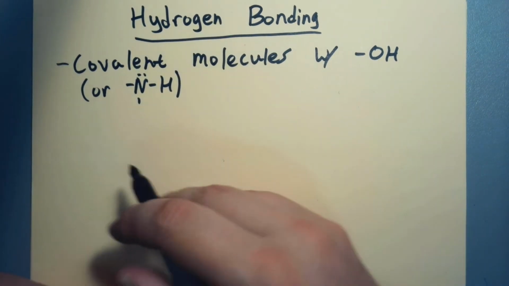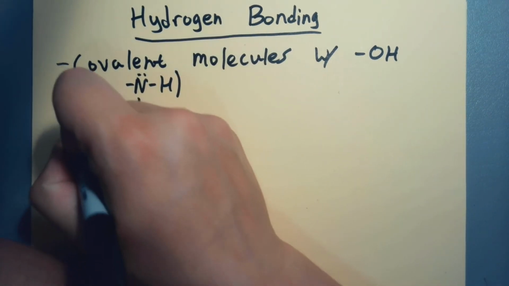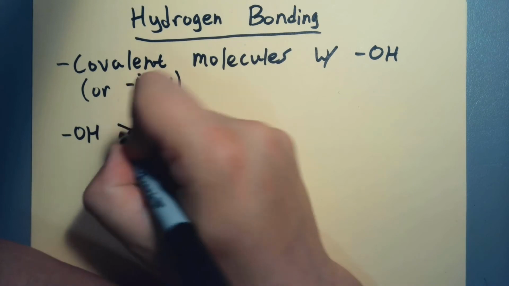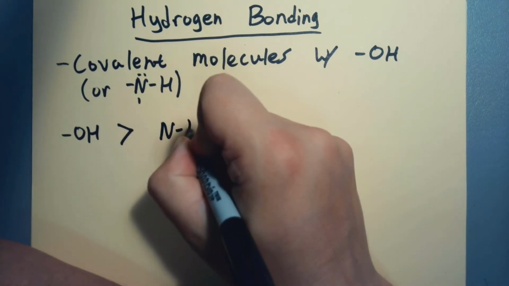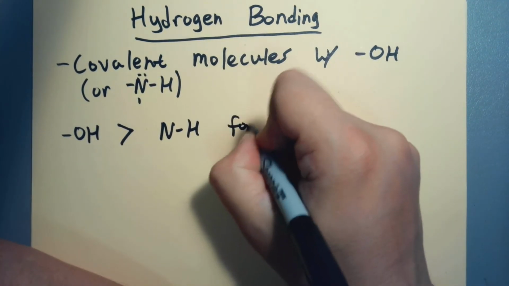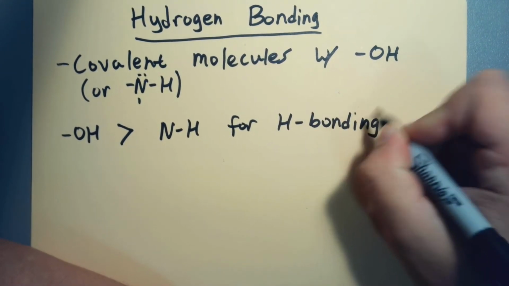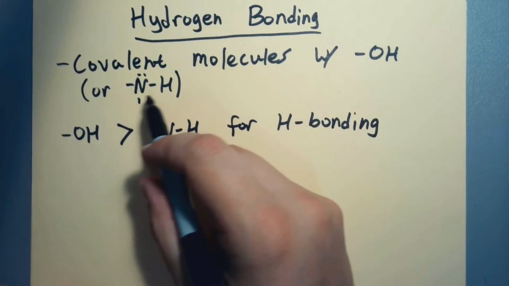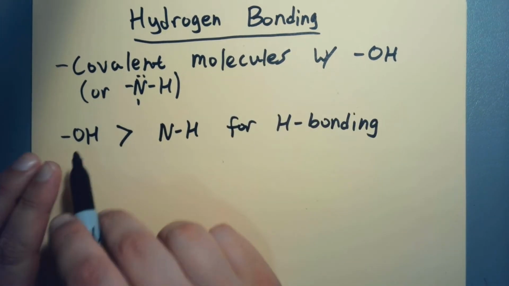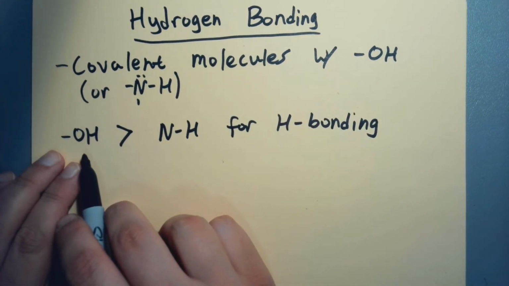Now, OH is stronger than NH for H bonding. So if you see something that has an OH group versus something that's NH, this is going to take the cake. This is going to have stronger attractive forces.